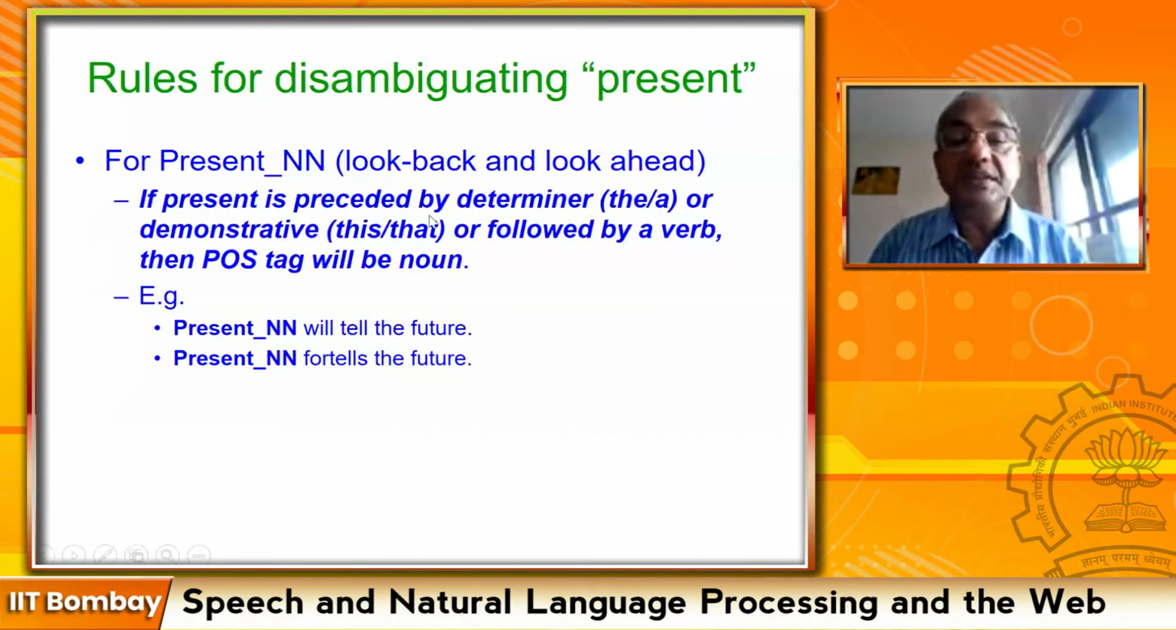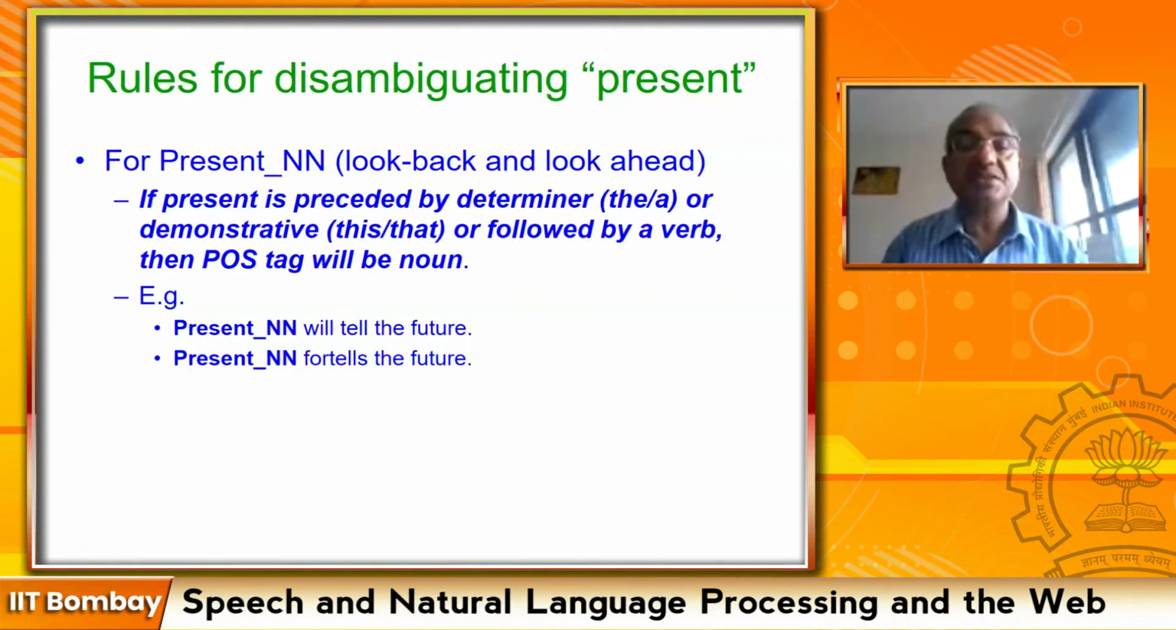So if present is preceded by a determiner or demonstrative, or followed by a verb, then the part of speech tag will be noun. So we are trying to increase the scope of the rule. So, present will foretell the future. This case will go through. Will is a verb. Okay, so this or clause will apply and present will be tagged as noun correctly. Present foretells the future. Foretell is a verb. So this rule will be fine.